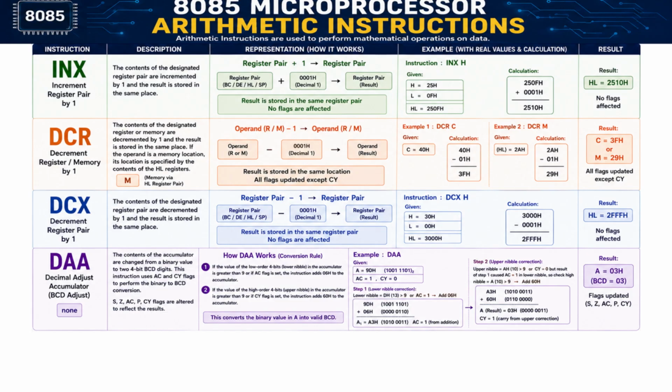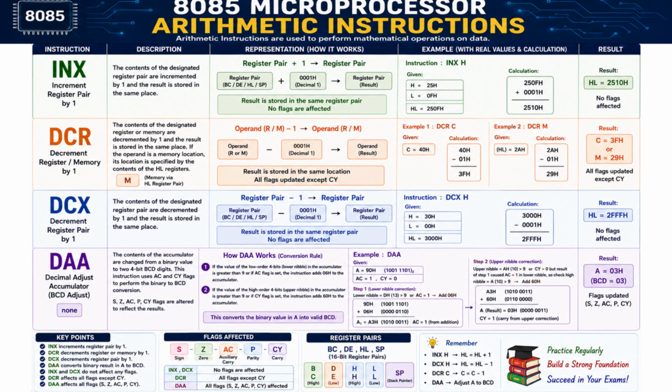Let's quickly summarize the instructions. INX increments a 16-bit register pair by 1. DCR decrements a register or memory by 1. DCX decrements a 16-bit register pair by 1. DAA converts the binary result in the accumulator into a valid BCD number. With this, we have successfully completed all the arithmetic instructions of the 8085 microprocessor.